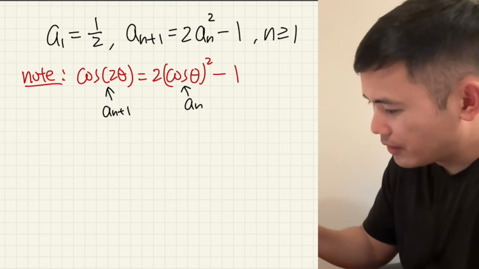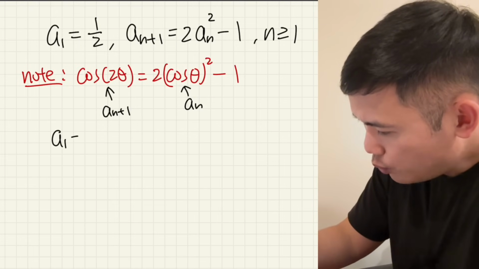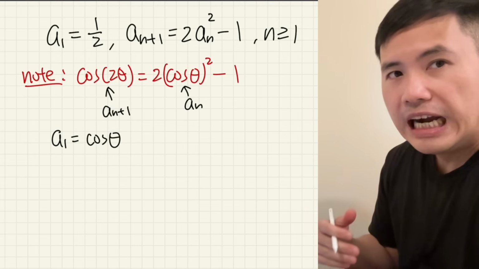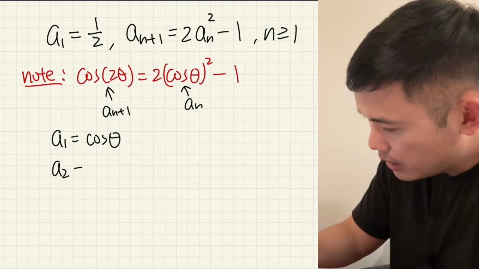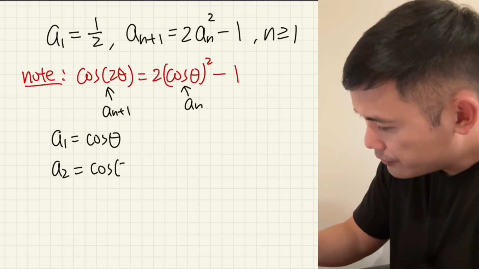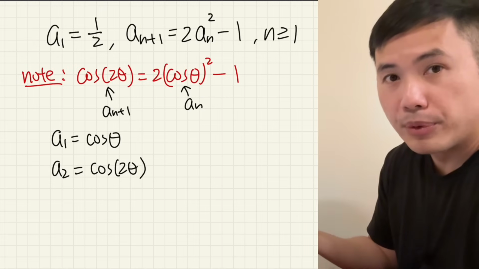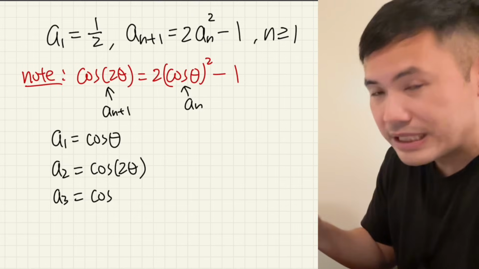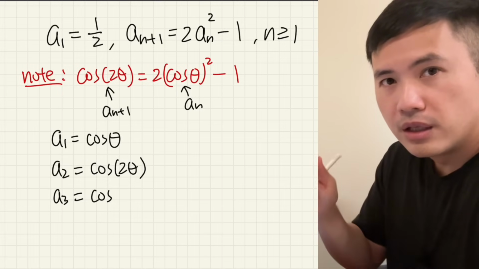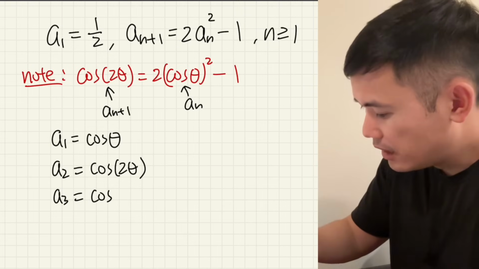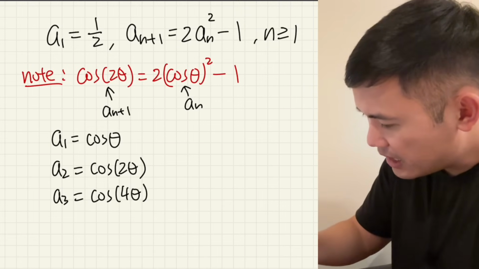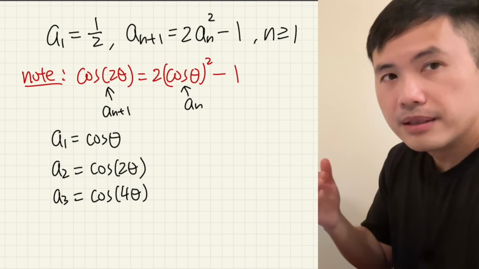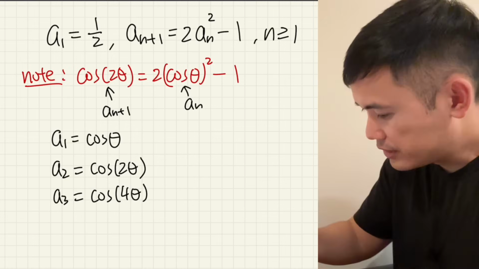So now here's the deal. I'm going to write a1 as cosine theta. That's the starting, right? And then the next one, a2, will be cosine of 2 theta. You just double the angle. And then the next one, a3, again, you just have to double the angle again. So remember, it's 2 times 2 theta. That will give us 4 theta. So we see a pattern. The next one will be cosine of 8 theta, and the pattern continues.